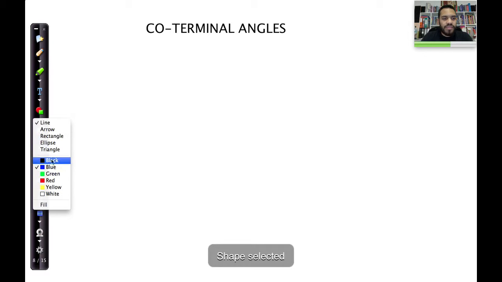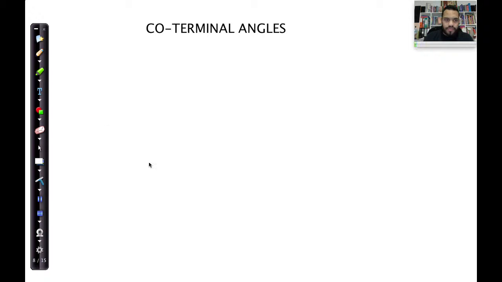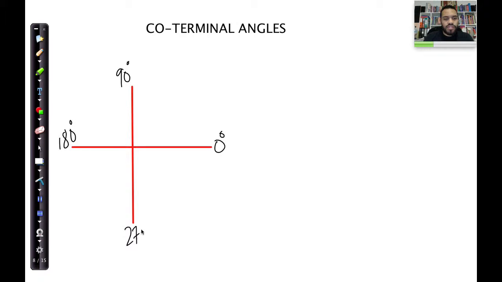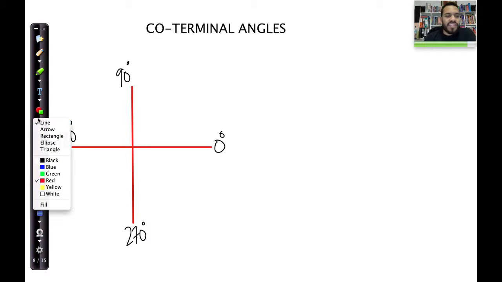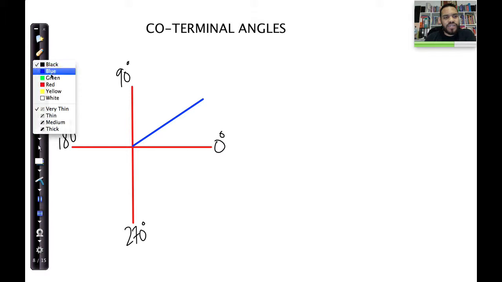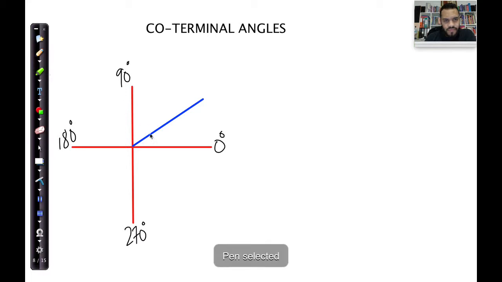Let me get a coordinate system going there. As you know how coordinate systems work, I've got 0 degrees on this side, 90 degrees over there, 180 degrees over there, and then 270 degrees over there. If I were to take a line, and I'm going to draw a line over here, my line over there is blue. I'm going to say that that line makes an angle of 30 degrees with the horizontal.